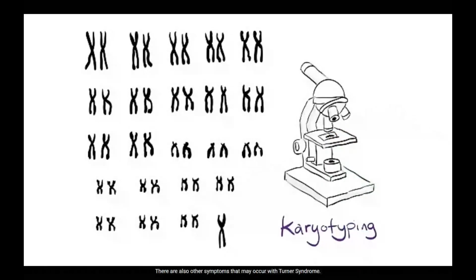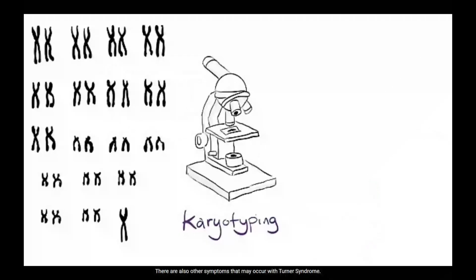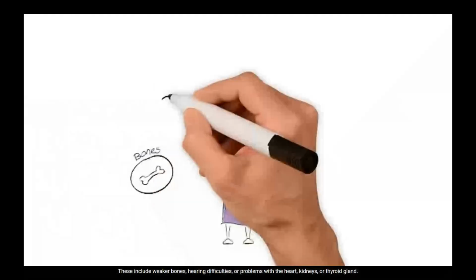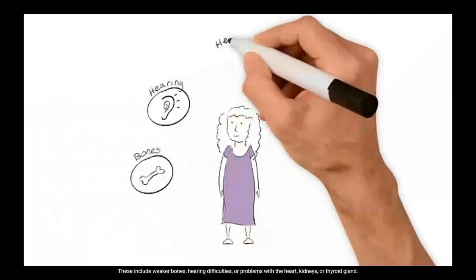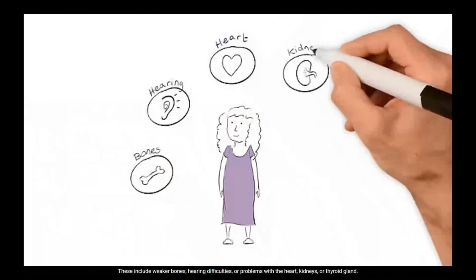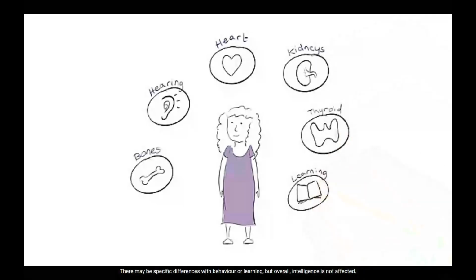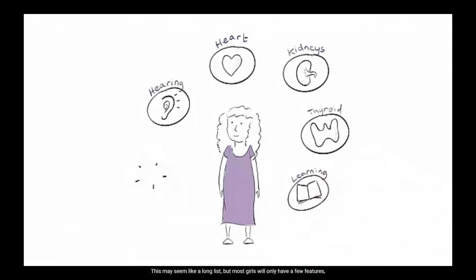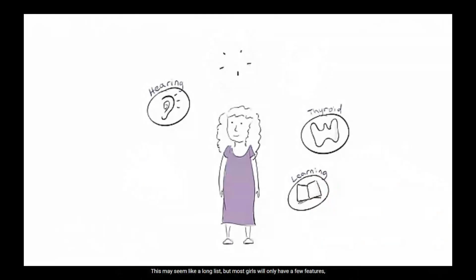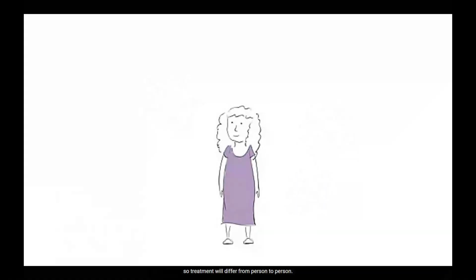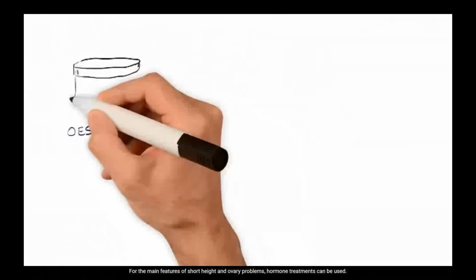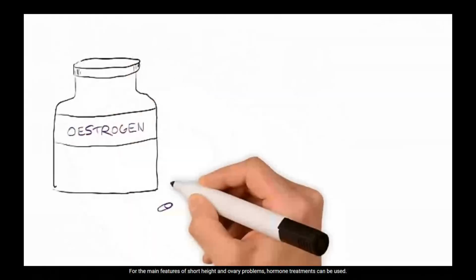There are also other symptoms that may occur with Turner syndrome. These include weaker bones, hearing difficulties, or problems with the heart, kidneys, or thyroid gland. There may be specific differences with behavior or learning, but overall, intelligence is not affected. This may seem like a long list, but most girls will only have a few features, so treatment will differ from person to person. For the main features of short height and ovary problems, hormone treatments can be used.